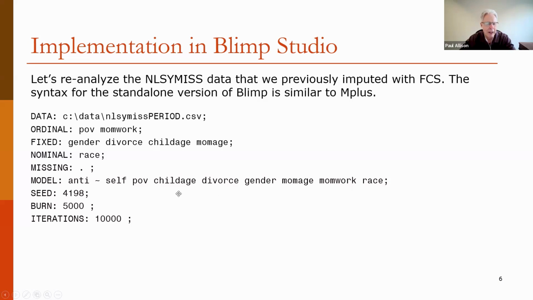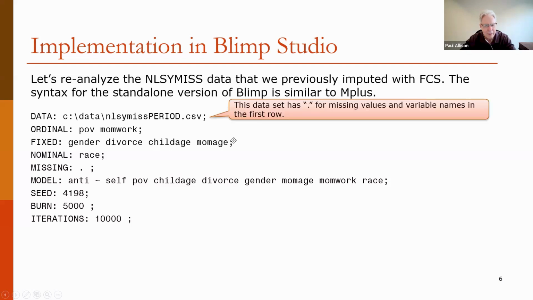Now, what we want to do is estimate a regression of antisocial behavior on a bunch of other variables. Okay, and by the way, just to refresh your memory, this is a sample of children where we've got measures of antisocial behavior, self-esteem, poverty, the child's age, whether or not the mother was divorced, child's gender, mother's age, whether the mother was working in a particular year, and the child's race coded 1, 2, and 3.